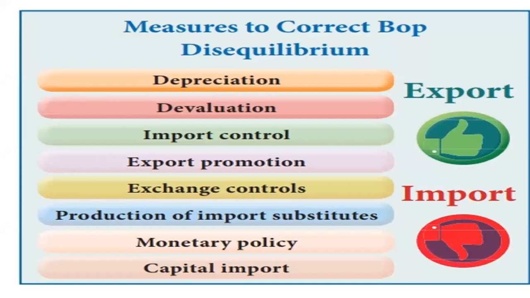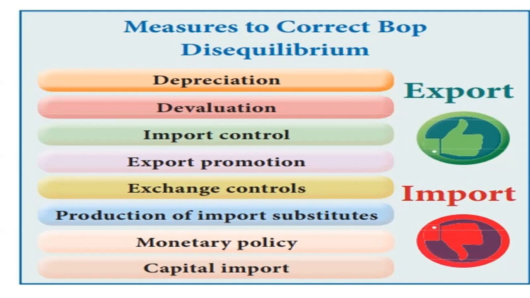Now let's see what measures can be taken to overcome the problem of BOP disequilibrium. Measures to correct BOP disequilibrium are: depreciation, currency devaluation, control on imports, and export promotion. You can always remember that exports should be encouraged and imports should be discouraged. Then exchange controls, production of import substitutes, monetary policy, and capital import. These are all the measures to control the BOP disequilibrium.